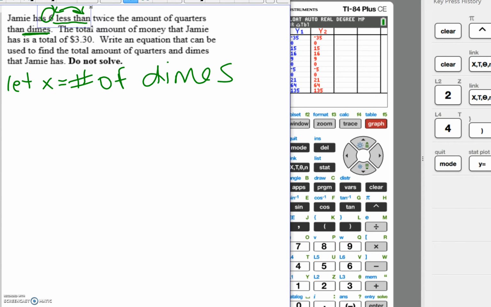Then I'm going to go back to the problem and see that it says 6 less than twice the amount of dimes. So 6 less than twice means 2 times, and dimes we just said was x. But whenever we see less than, you should notice that I put arrows above because we have to switch the order. So we're going to let 2x minus 6 equal the number of quarters.